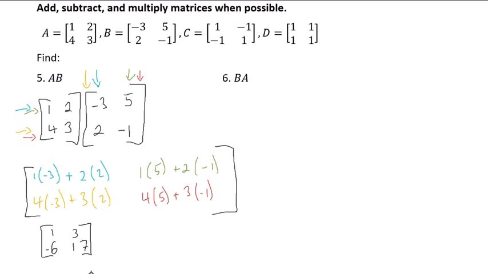All right, so now we're going to do BA. So BA, -3, 5, 2, and -1 is B. And A is 1, 2, 4, 3. Now, with a lot of multiplication, yeah, 3 times 2 is the same as 2 times 3, but that's different with a lot of matrices, and that's why I want to show this example as well.